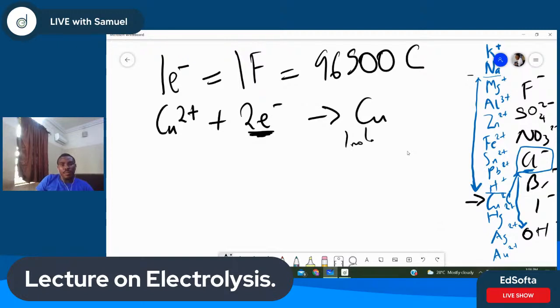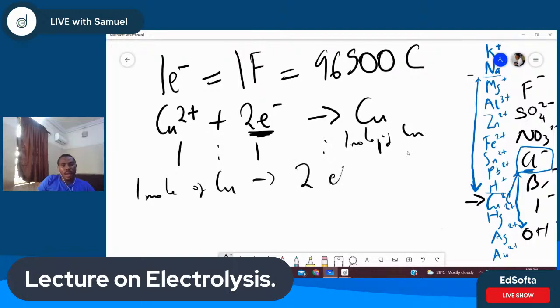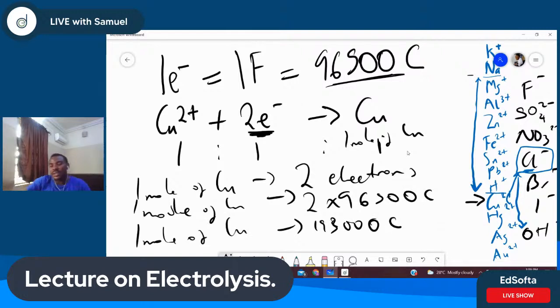For one mole of copper, based on the ratio, it is 1:1:1. So what you can now say is, if 1 electron is going to give us 96500 coulombs, one mole of copper is 2 electrons. It's going to discharge 2 electrons. And these 2 electrons will serve as 2 times the 96500 that we have here. So it will take 96500 times 2, which is 193000 coulomb. So it takes 193000 coulomb to discharge one mole of Cu.